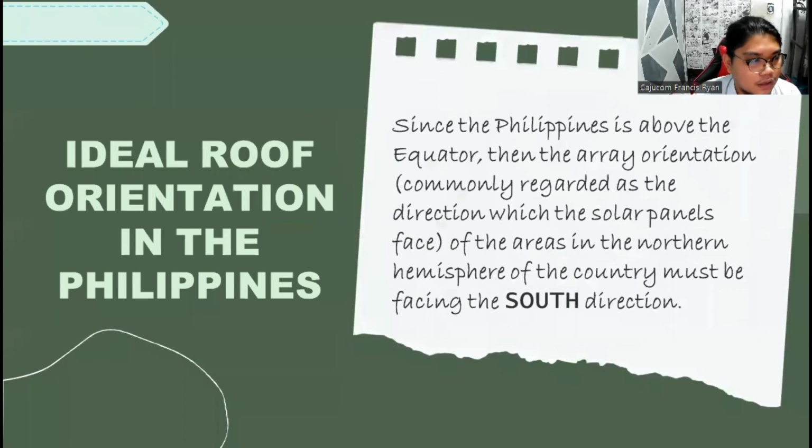Then, what's the ideal roof orientation in the Philippines? So since Philippines ay nasa equator, and then the roof orientation commonly regarded as the direction which the solar panels face of the areas in the northern hemisphere of the country must be facing the south direction. So tayo nasa equator, and since ganon, so dapat naka-face yung solar panel into south direction.